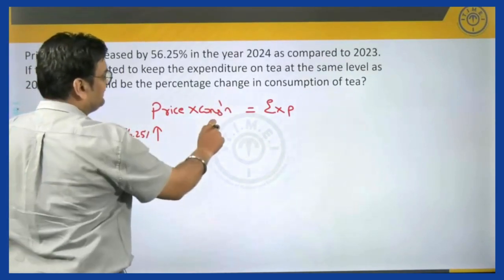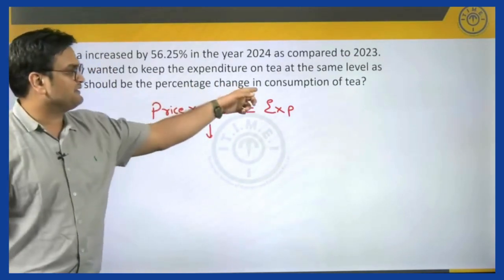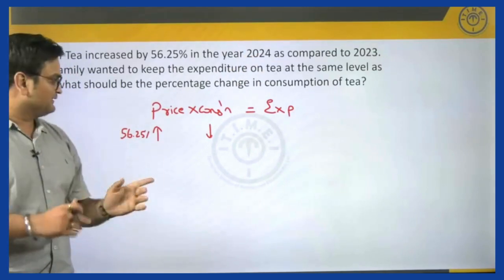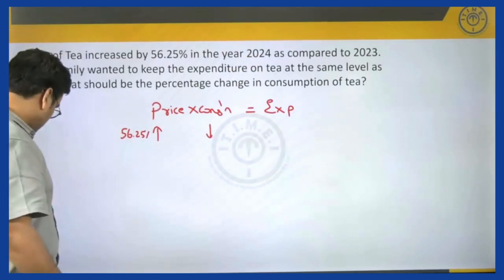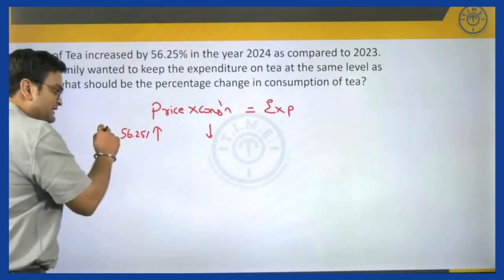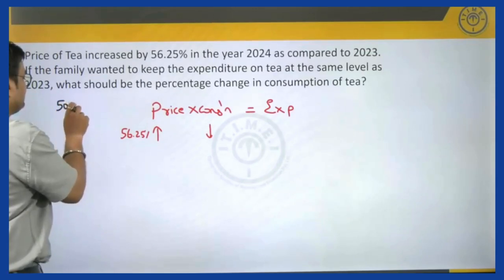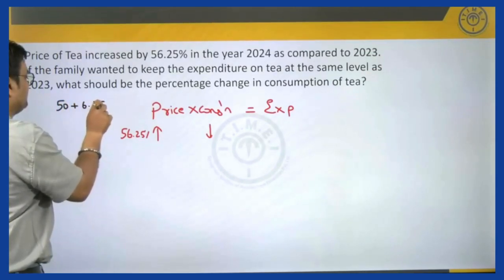What should happen to the consumption? It should decrease. He is asking us what should be the percentage change in consumption of tea. So we know one thing, that if this increases, this should decrease. Now one more important thing that we need to understand is, what is this 56.25% in fractional terms? Can we write it as 50 plus 6.25%?